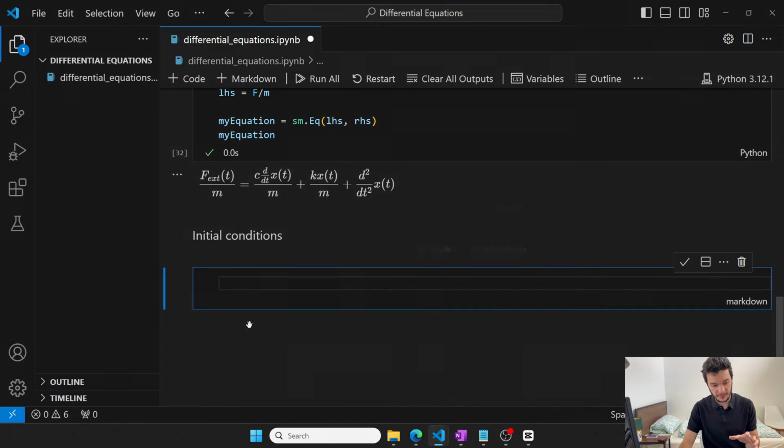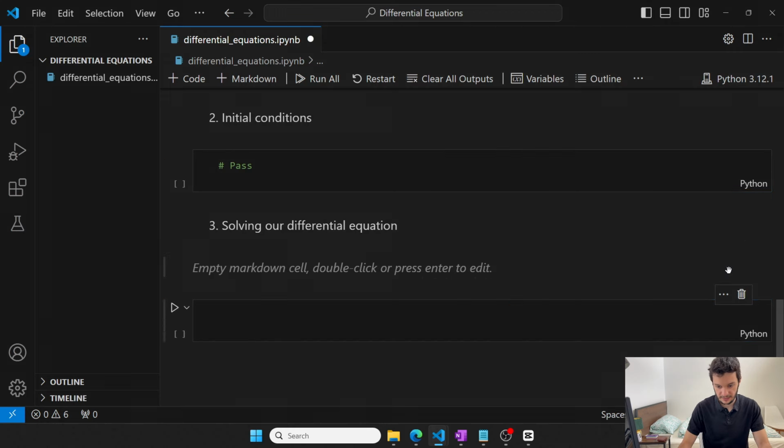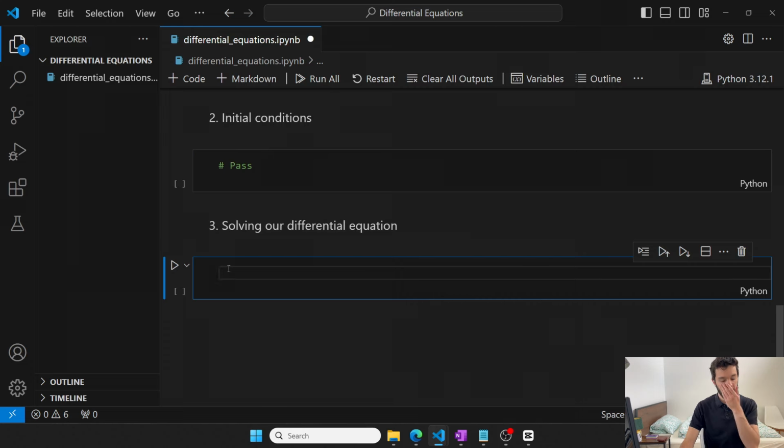For now, we are going to skip this step right here. I want to first show you how we can solve differential equations. Okay, so let me add another one. We are going to pass this one for now. But what I'm interested in is this one right here. Now, the way we solve differential equations in SymPy is very straightforward.